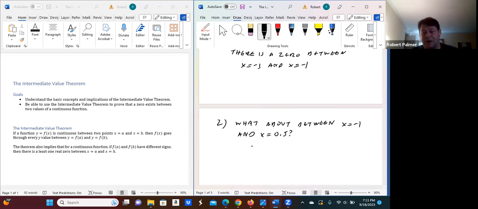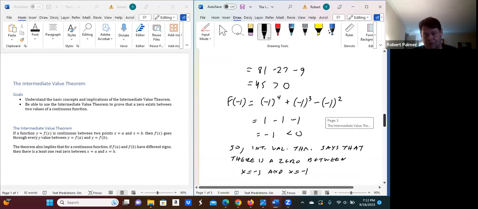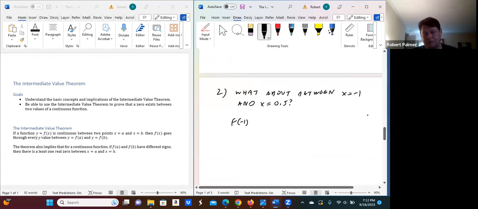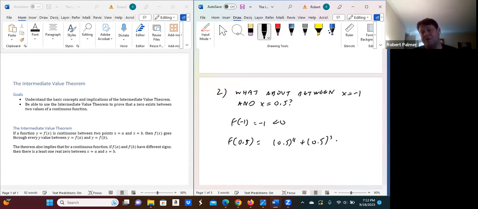Okay, so we've already done f of -1. f of -1 we just did, and that was -1, which is less than 0. Now, let's do f of 0.5. Okay, and so we just have 0.5 to the fourth. Here's when to make sure you use your calculators. Plus 0.5 cubed minus 0.5 squared. Okay, so 0.5 to the fourth.